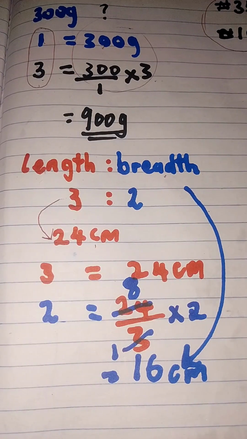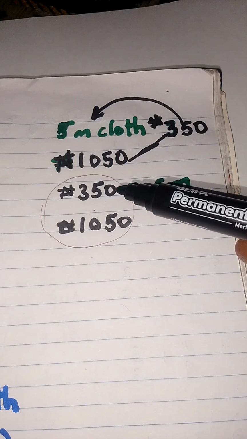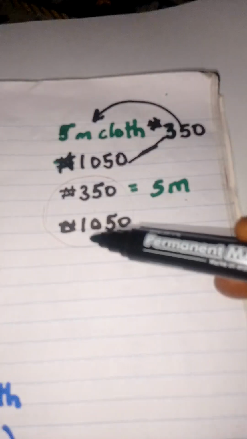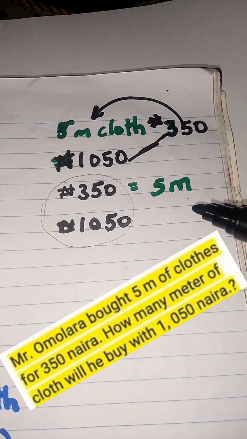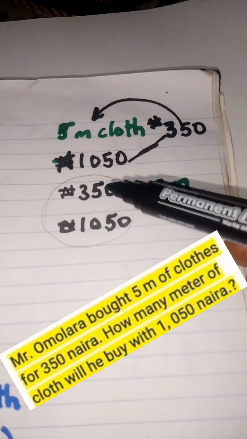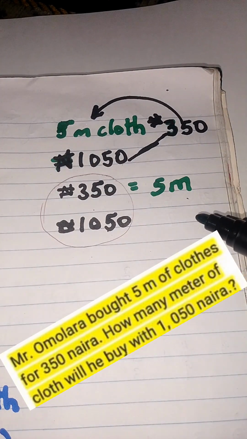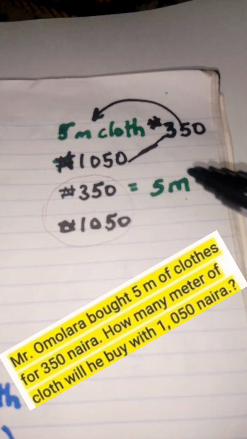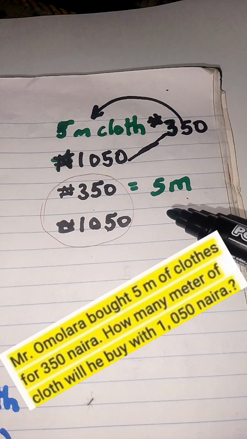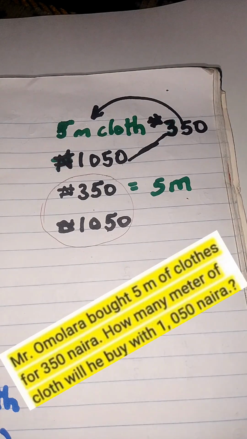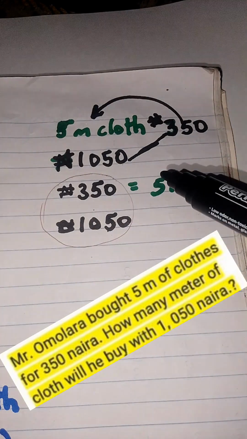So like we said, this is direct proportion, because from 350 naira, when it increases to 1,050 naira, equally the meters will increase from 5 meters to something else. It is going to increase in direct proportion. When one side increases, you see, the other side too will increase. When one side decreases, the other side will decrease. But here it's increasing. Therefore, here has to increase. This is direct proportion. When we start doing inverse proportion, when one side increases, the other side drops. But that's not what we're doing now. Direct proportion we are doing.